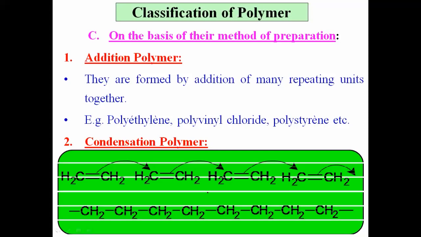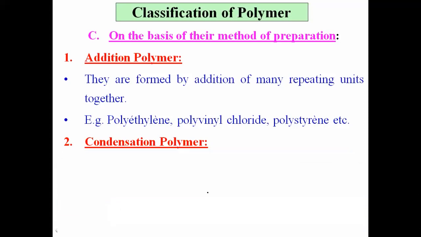Then let us see the second type, the condensation polymer. Now, what is condensation? Examples are terylene, nylon 6, nylon 6,6. These are examples of condensation polymers. Means during the preparation of these polymers, there is a role of a condensation reaction. Now, what is the condensation reaction? The reaction in which a number of molecules come together with the evolution of a small molecule like water.